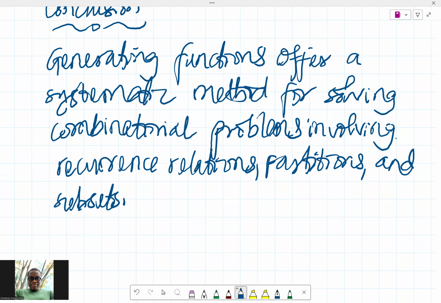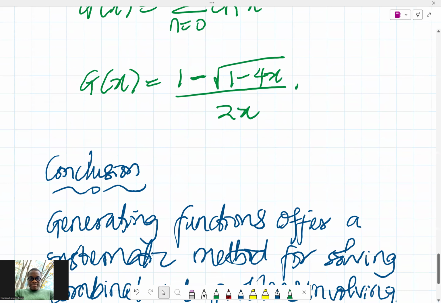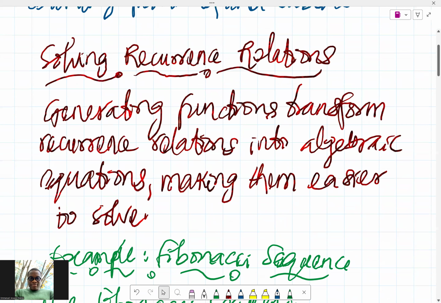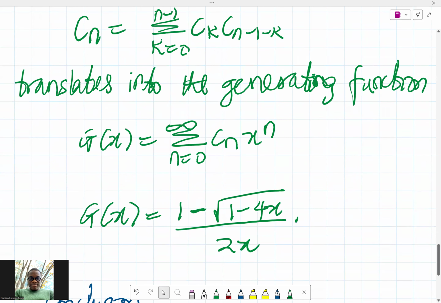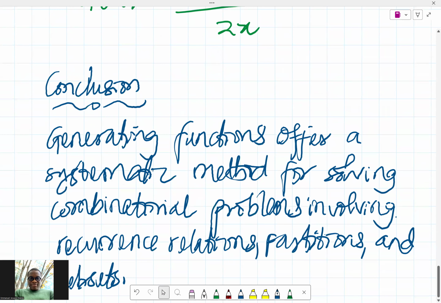In the next video, I think I'll be talking about generating functions in probability. Just like I said in a previous video, I came across generating functions for the first time under probability.